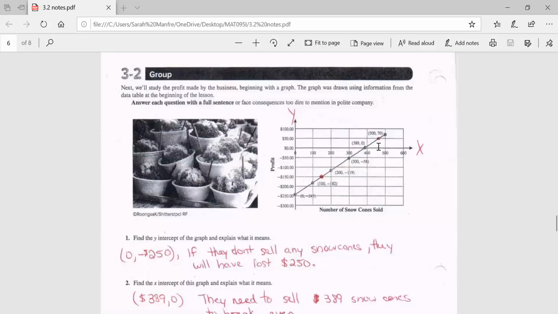All right, so here is section 3.2, the group work solutions. Just notice that we have this graph here. First thing I did was I put variables. So this right here is my x-axis. This right here is my y-axis. So I just labeled them x and y.